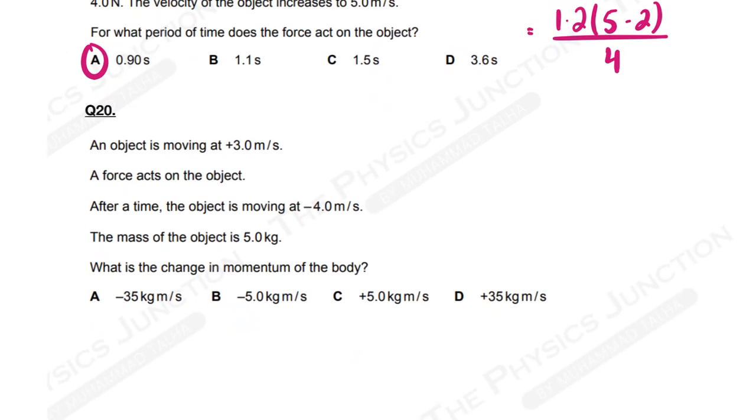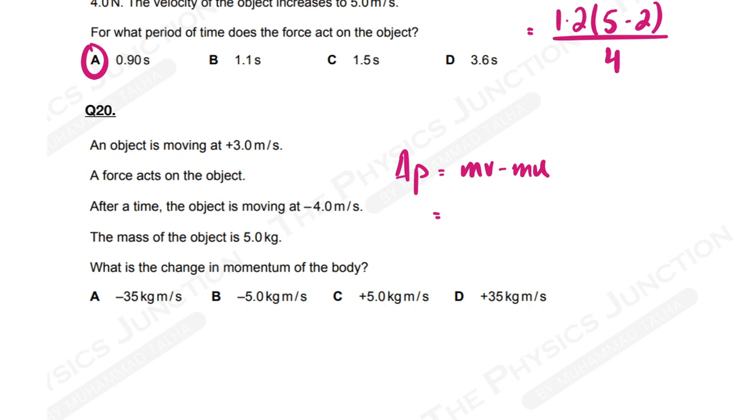An object is moving at 3 meters per second, force acts. After a time, the object is moving at -4. Mass of the object is given. What is the change in momentum? Again, you just need to be really precise about what you call your final, what you call your initial.